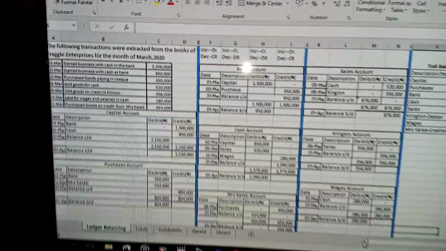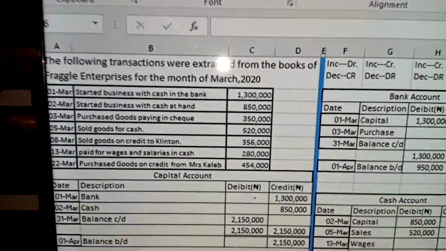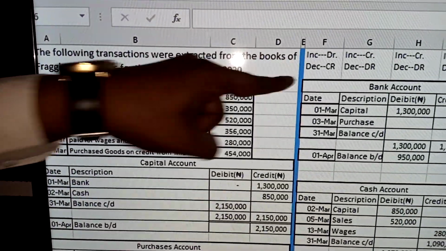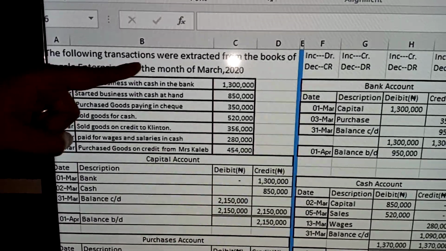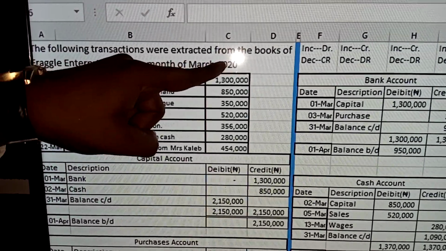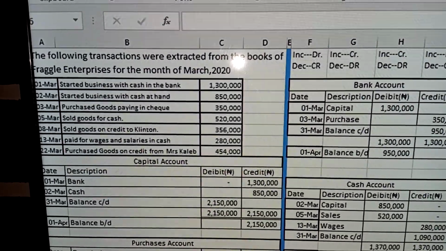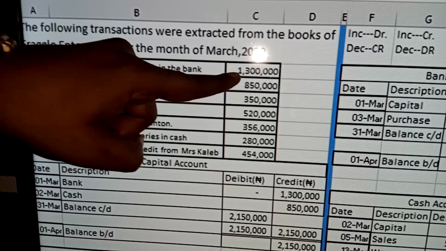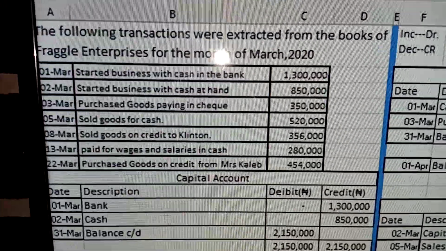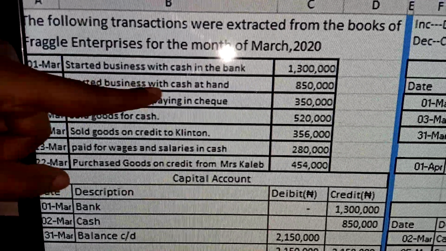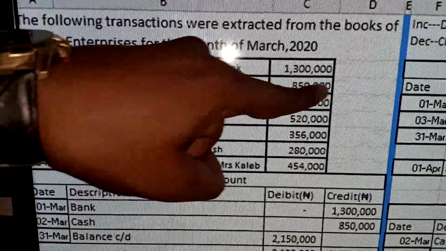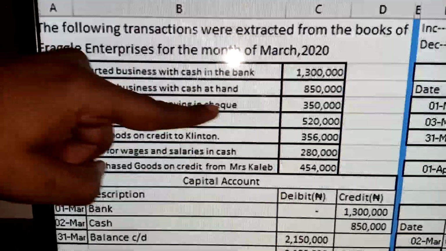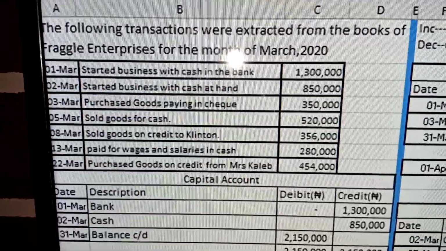So here we have the following transactions extracted from the books of Fraggle Enterprises for the month of March 2020. 1st of March, started business with cash in the bank, 1,300,000. 2nd of March, started business with cash at hand, 850,000. 3rd of March, purchased goods paying in check, 350,000.